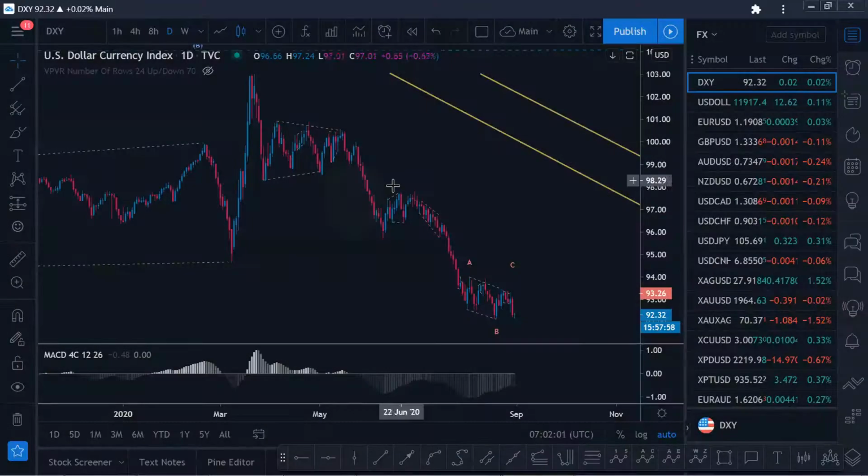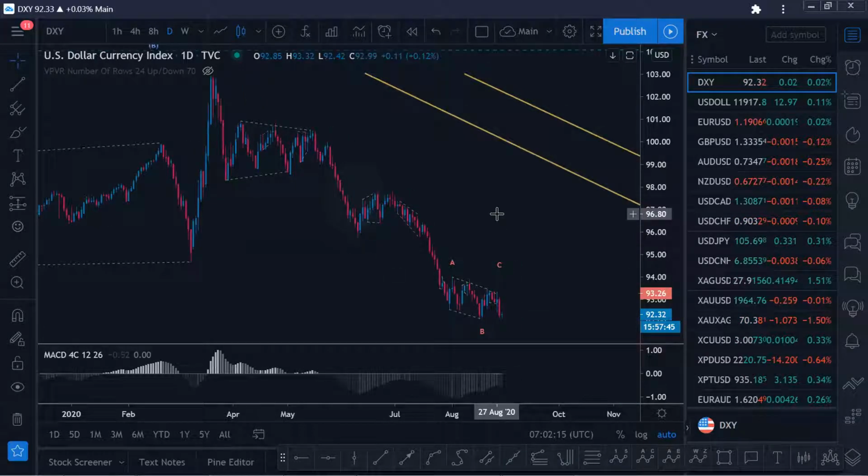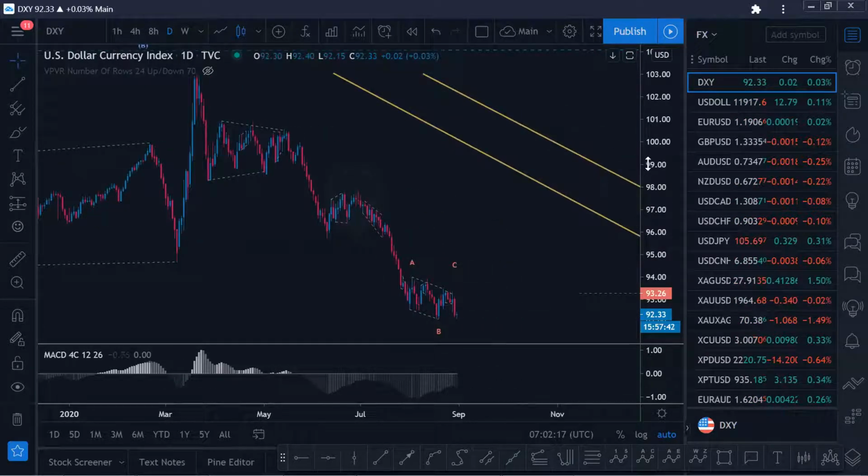Hey traders, welcome to the monthly breakdown, the monthly preview for September, what we're going to be expecting from the charts moving through September and into the fourth quarter. So starting with the dollar, as you can see, we've completed this nice little corrective structure and it looks like we want to head lower.